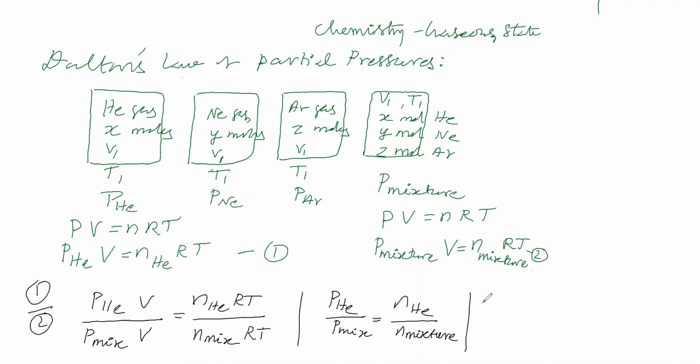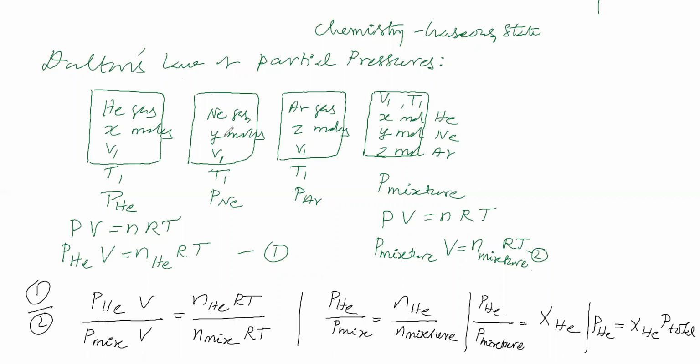Next step, we can say pressure exerted by helium by pressure exerted by the mixture is equal to the mole fraction of helium, that is the number of moles of helium by the total number of moles. This ratio is called a mole fraction. So now we can say the partial pressure of helium is equal to the mole fraction of helium into total pressure.